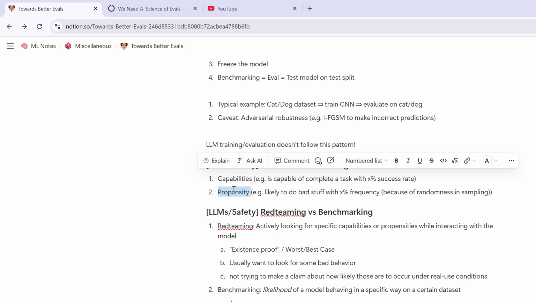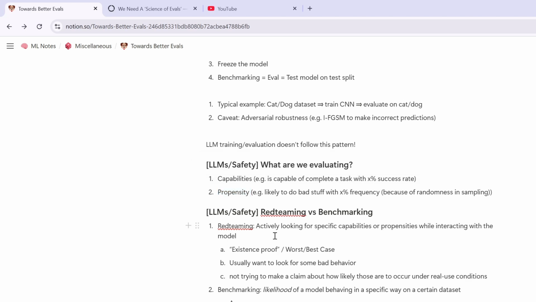In terms of definitions, there's also a distinction between red teaming and benchmarking. Red teaming, as defined by Marius, is actively looking for specific capabilities while interacting with the frozen model. This is more of an existence proof or worst case slash best case analysis, in which we're often trying to maximally elicit some behavior. But this isn't the same as making a claim of how likely this model is to do something in real use situations.